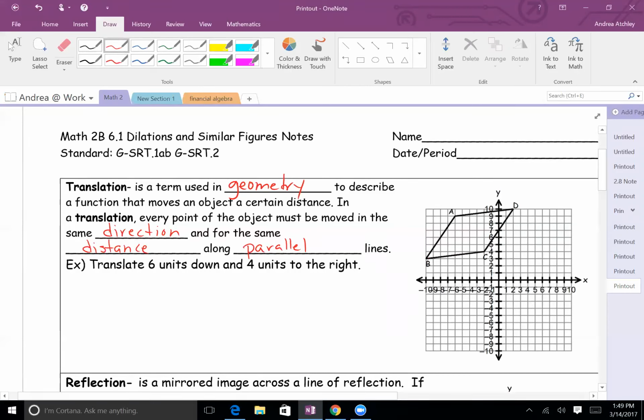So we're going to start with point B. We're going to take point B and translate 6 units down and 4 units to the right. So we're going to go down 1, 2, 3, 4, 5, 6. And then to the right, 1, 2, 3, 4. And that's going to be our new point, B prime.